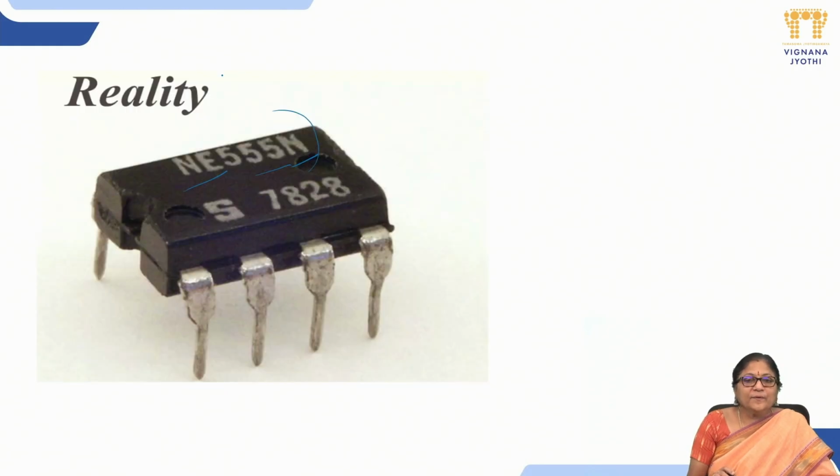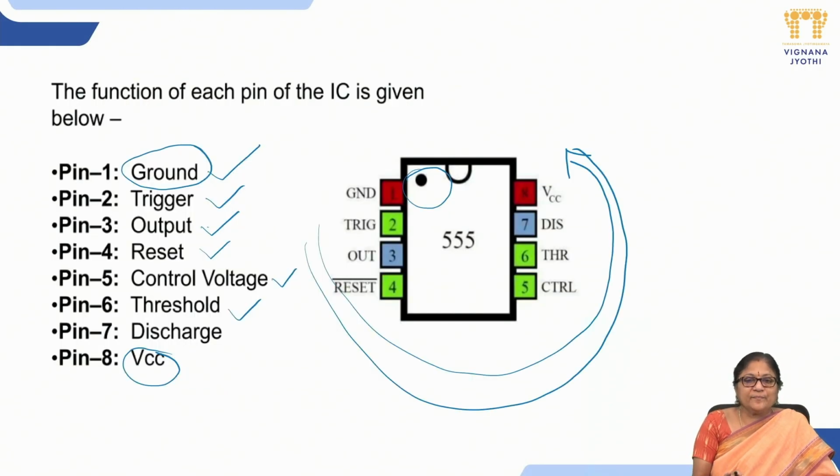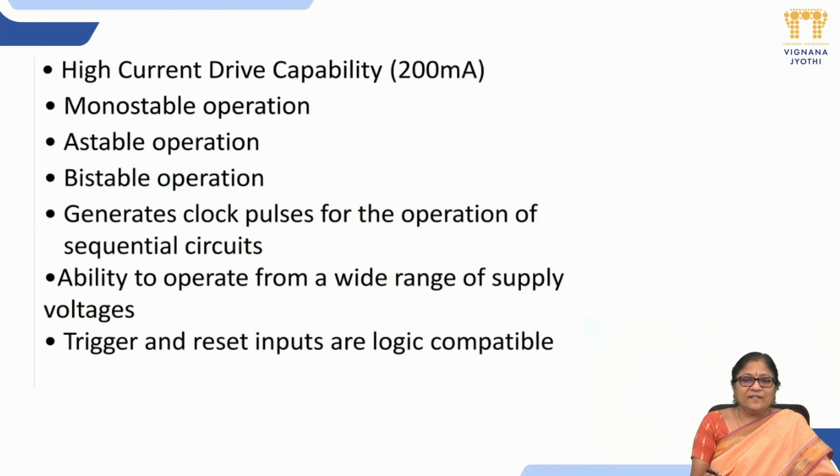Now we will move on. This is the physical appearance, this is a pin diagram. All this information, how the pins are located and what the specifications are, we can get from the data sheet of the individual IC from the manufacturer's data sheets. It can drive a maximum of 200 milliamps of current, connected at pin number 3 to the ground.